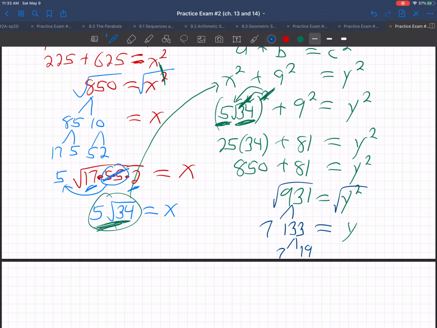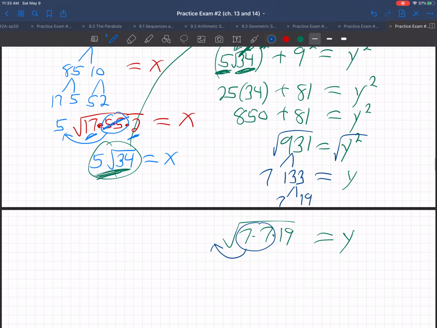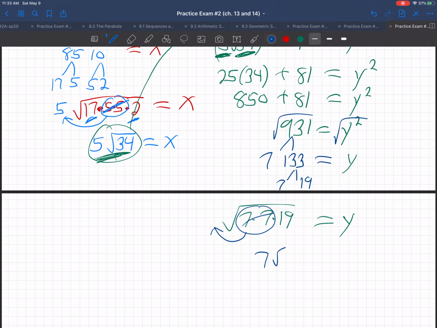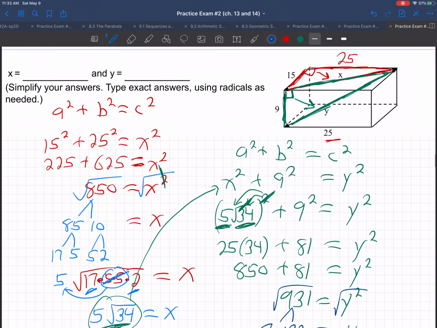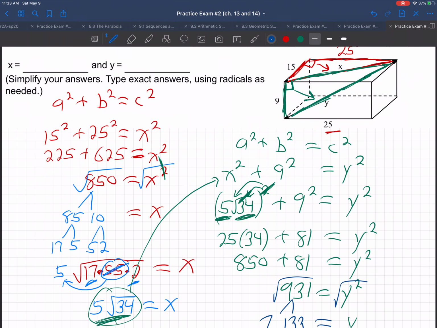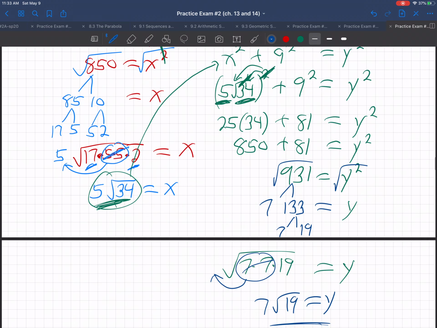That's a weird number. So that becomes y equals the square root of 7 times 19. And those two 7's inside send out a 7, and they're gone. The 19 stays inside. So y is 7 root 19. So there we go. There's how we find x and y. I used the Pythagorean theorem twice on that one.